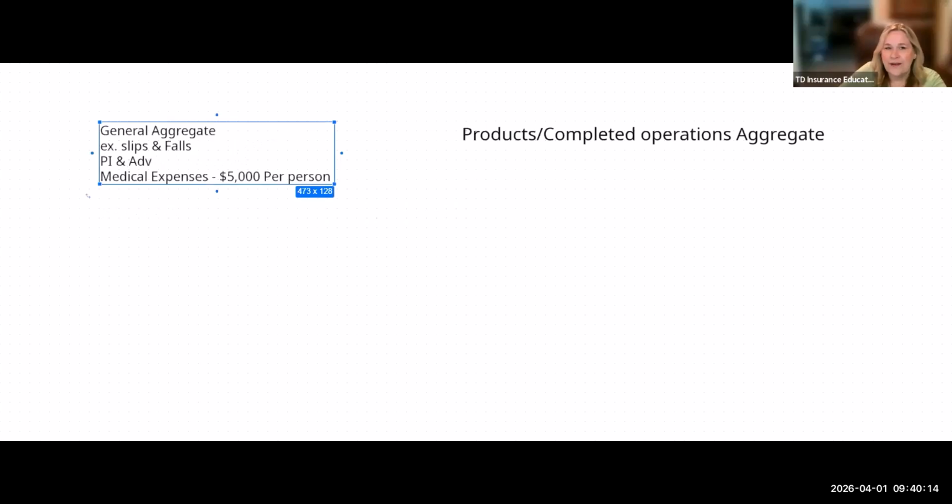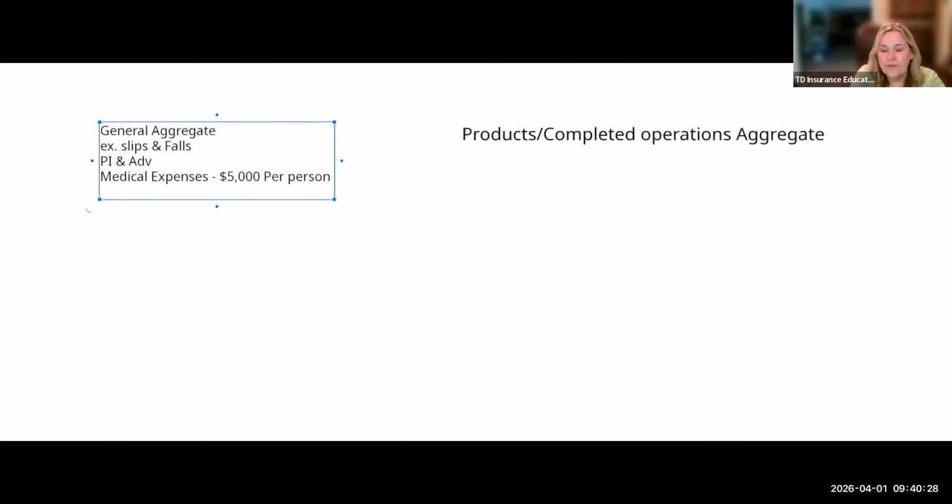When you're thinking about general aggregates over here, some examples would be slips and falls. Your general aggregate could include all your personal injury and advertising claims. Your general aggregate will include medical expenses. And remember, medical expenses are, for example, per person. Okay, so there is a sublimit there. Your general aggregate over here is going to include slips and falls, personal injury and advertising, medical expenses. Remember that coverage C, it's going to be per person. There's a sublimit.